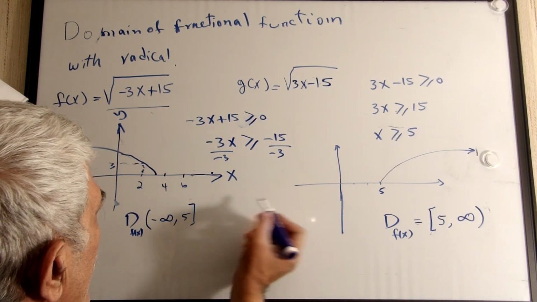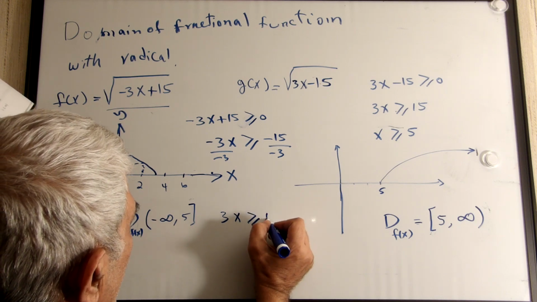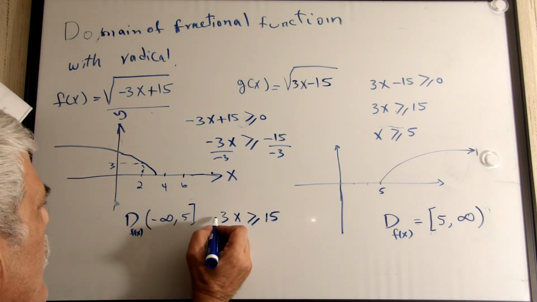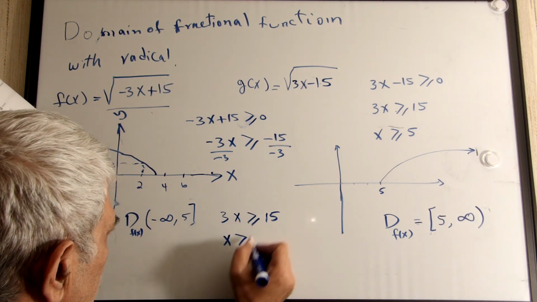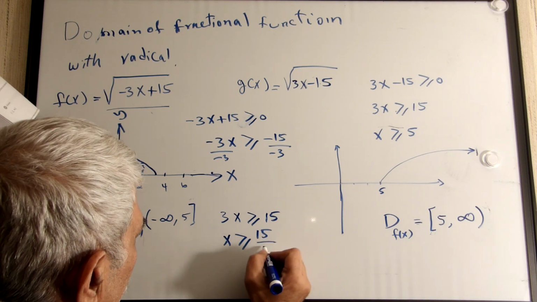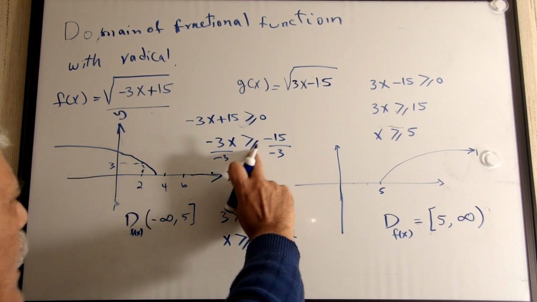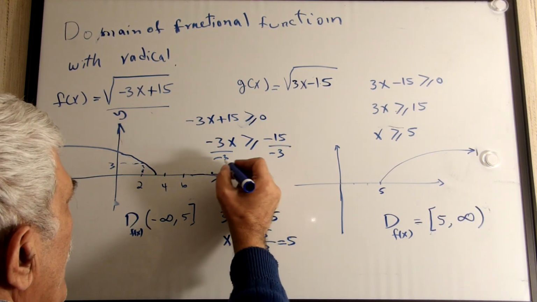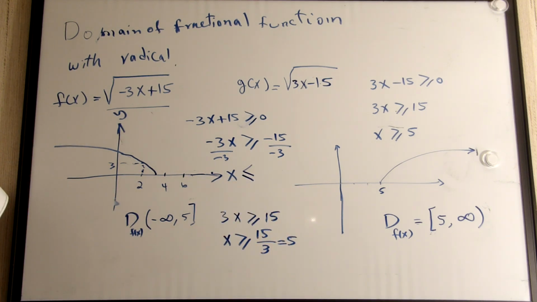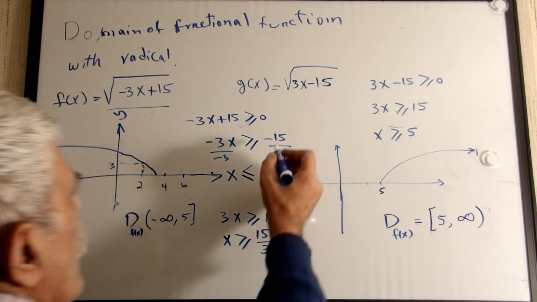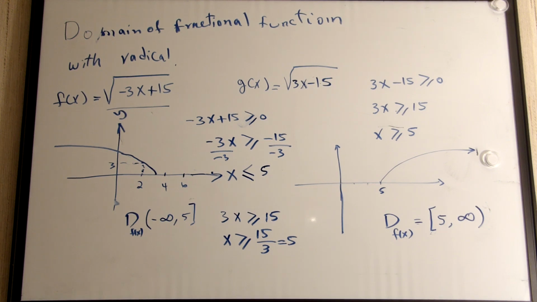But in regular things, when you have 3x larger or equal to 15, for example, this is positive, so you just say x is greater or equal to 15 over 3, which is 5. But this is negative, so the sign changes. So x is less than or equal to 15 over minus 3, which is 5. So we find the solution.